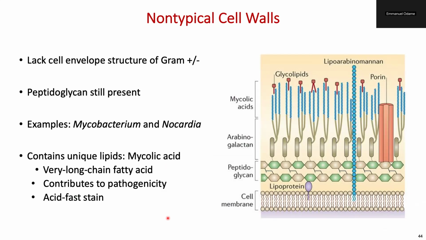What are the unique structures of these non-typical cell walls? Basically, they contain unique lipids, which is mycolic acid. This is a very long fatty acid chain, and it contributes to pathogenicity and acid fastness. You can clearly appreciate that this looks different from the ones that we've seen so far. This makes them more resistant to certain chemical dyes, including the acid-fast stain.